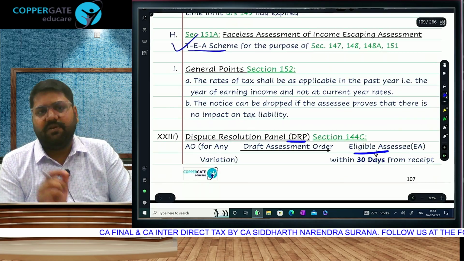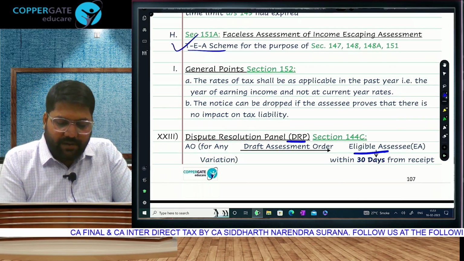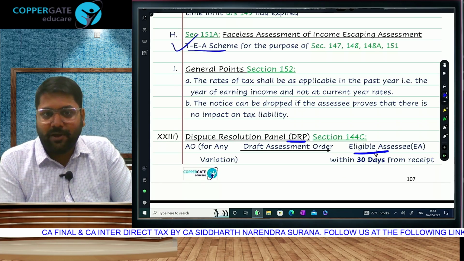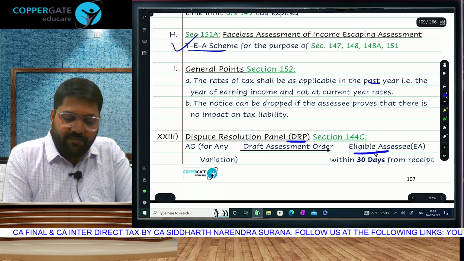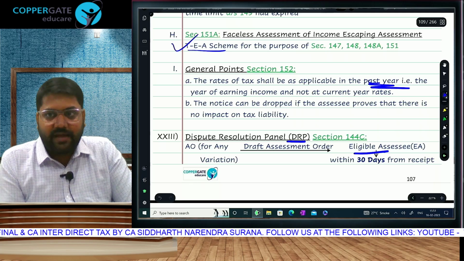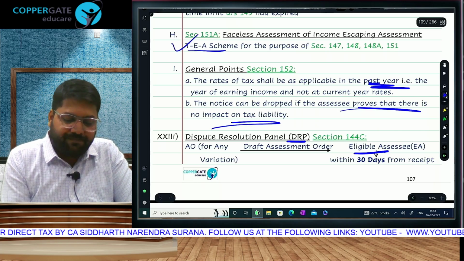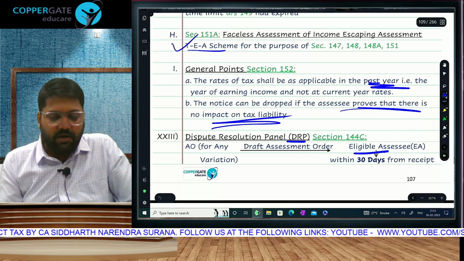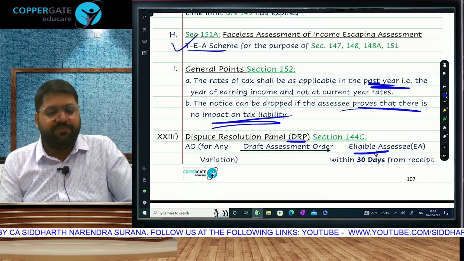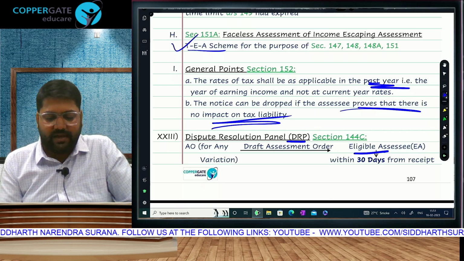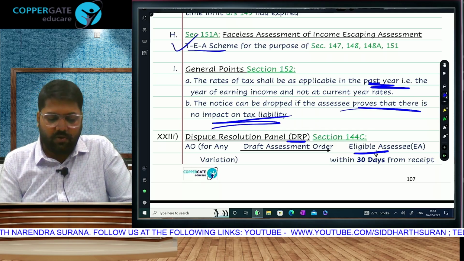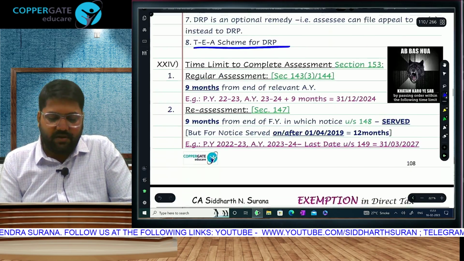And lastly, section 152 in the reassessment concept, that the tax rates that we will apply on your income that has escaped assessment will be of the past year, of the year of income. Tax rates will be of the past year, and if the assessee proves that there is no impact on his tax liability, then the notice can be dropped also. DRP ka concept we have already completed.